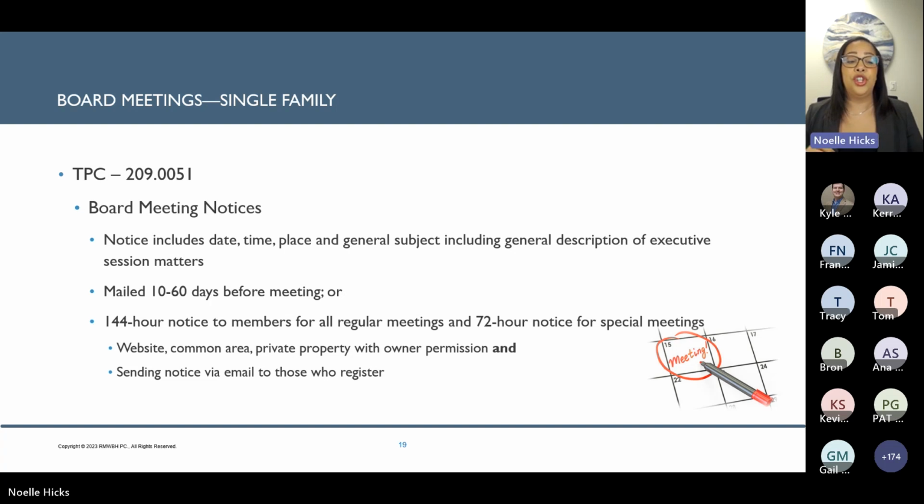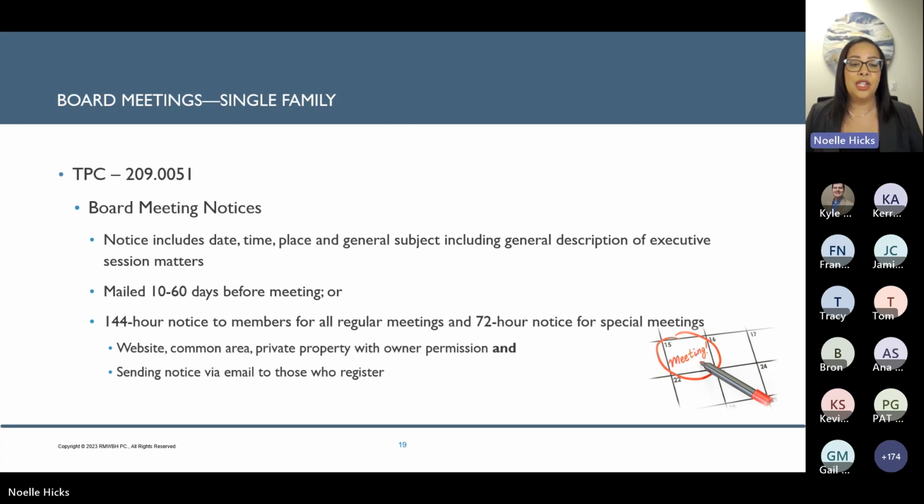In order to make sure you're providing notice in an adequate amount of time, the notice and the agenda need to be sent out no more than 60 days and no less than 10 days before the meeting. So just remember that time frame, 10 to 60 days before the meeting.